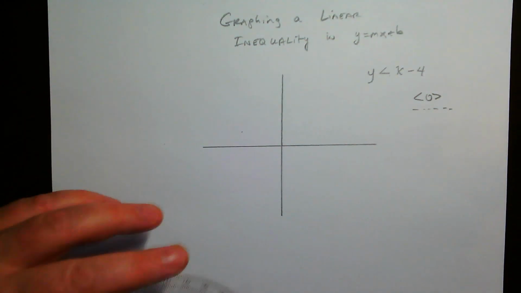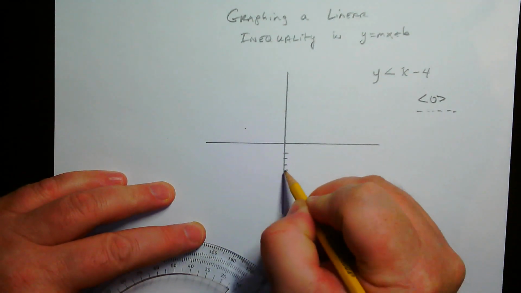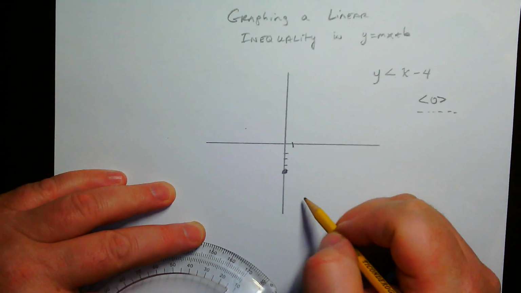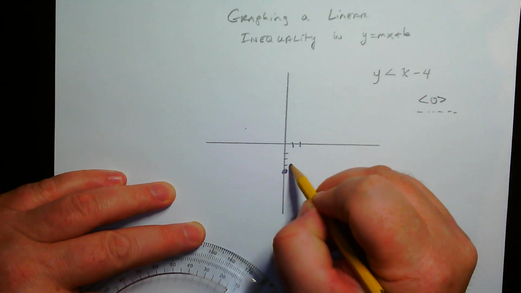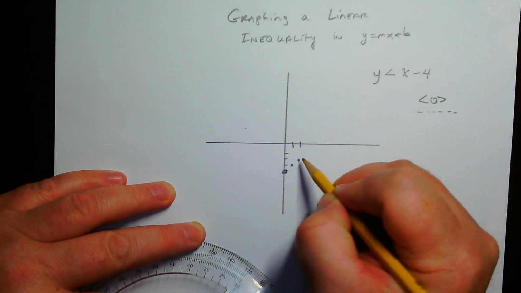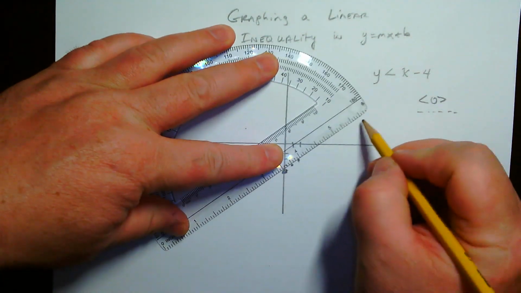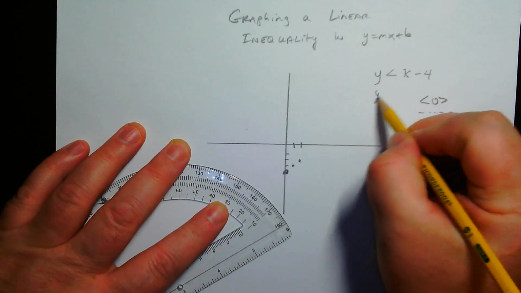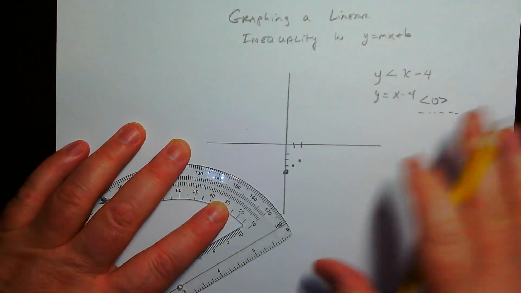So let's go ahead and graph this right here. So we'd have 1, 2, 3, 4. That would be -4 as our y-intercept. And then we have a slope of 1, so we just go up 1 over 1, up 1 over 1. It'd be something like that. So when you're going to graph one of these, what you do is you pretend like it just says equals. Just pretend like it says equals.